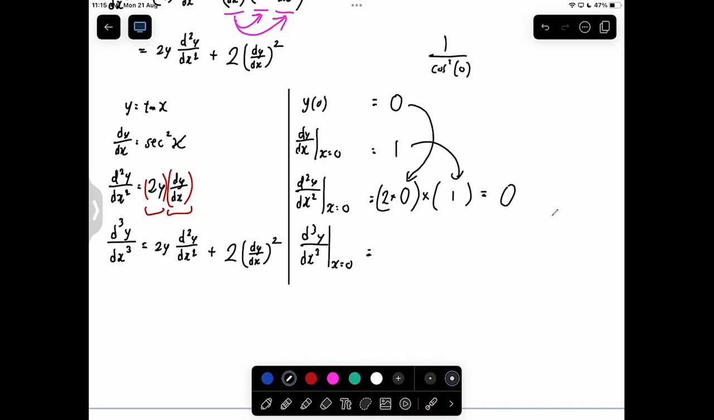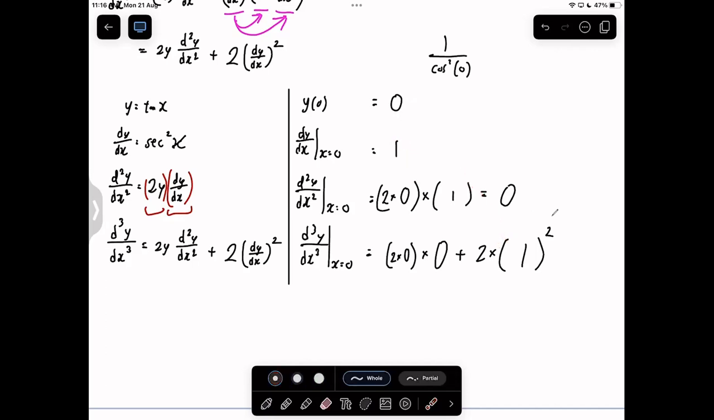Then the next one, 2y. Again, 2y is 2 times the value of y when x equals 0, which is 0. And then multiply by second derivative, which we found out is 0, plus 2 times (dy/dx) power 2. What's dy/dx? It's 1. Right? dy/dx is here. I don't draw the arrow, very messy. I hope you get the pattern. Can or not?